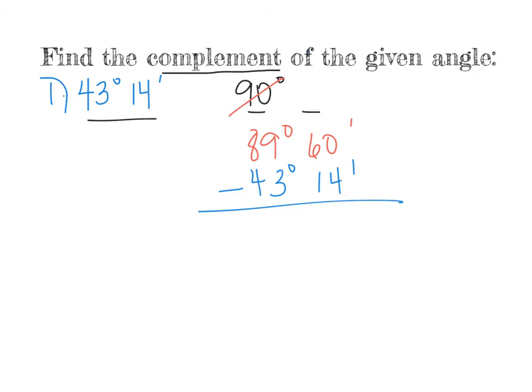So 60 minus 14 is 46 minutes, and 89 minus 43 is 46. So 46 degrees and 46 minutes is the complement of 43 degrees and 14 minutes.